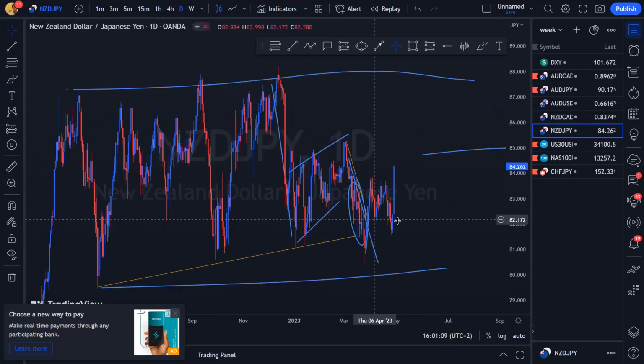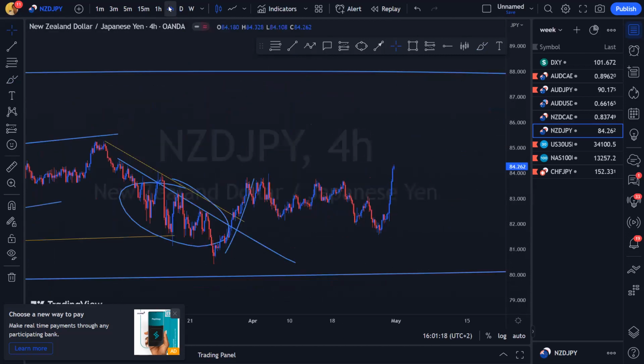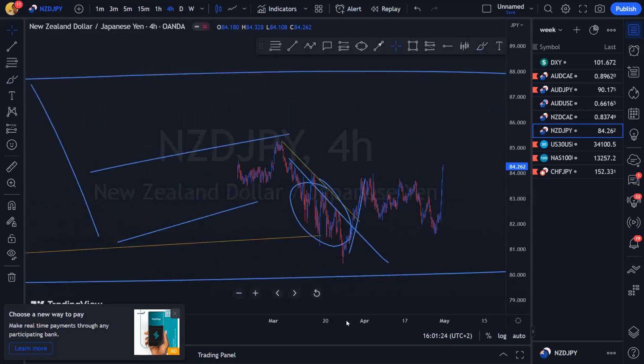We're stuck, we're moving sideways. And how we've been trading this pair is we've been looking for chart pattern formations. And then obviously chart patterns give us an indication of where the next momentum could present itself. Could we see upside? Could we see downside? And right now, there's just a whole lot of confusion.